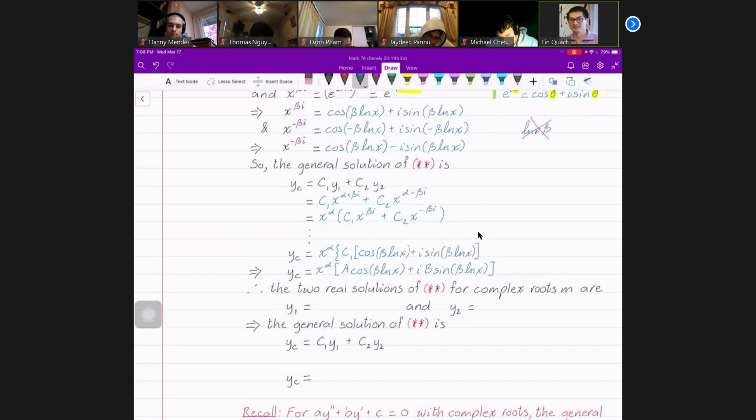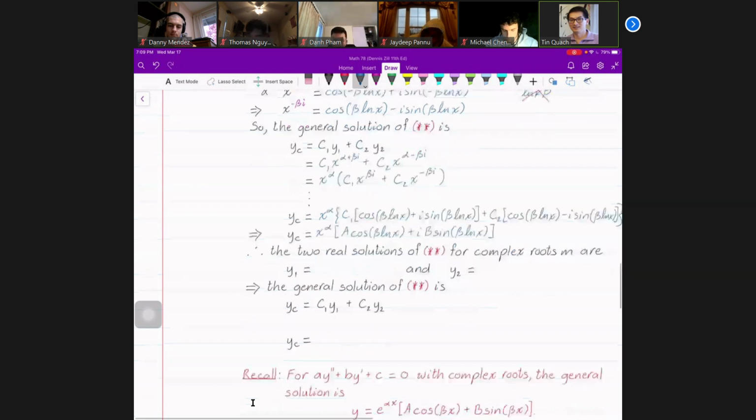So if you see this, you can understand better. Okay, and then plus c sub 2, and then multiply by x to the negative beta i, which is cosine of beta ln x minus i sine of beta ln x. All right. Okay. So with that said, let me make a note here.